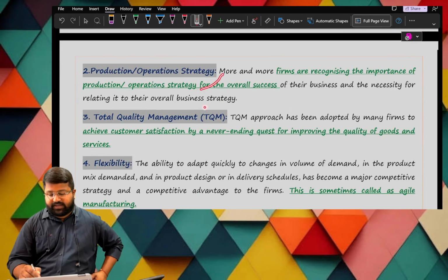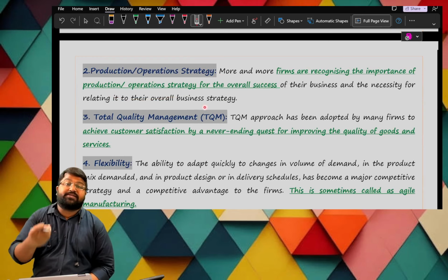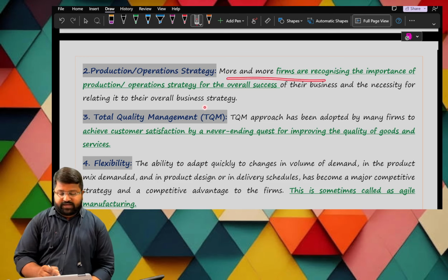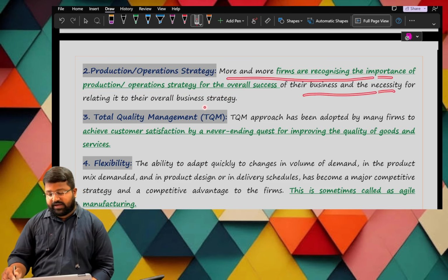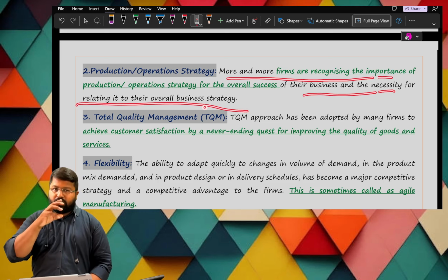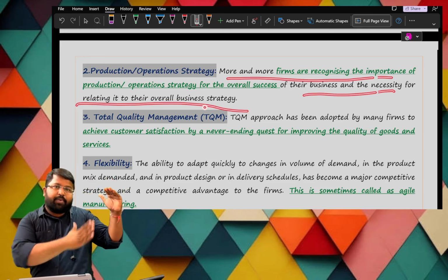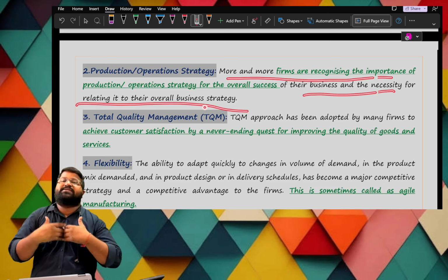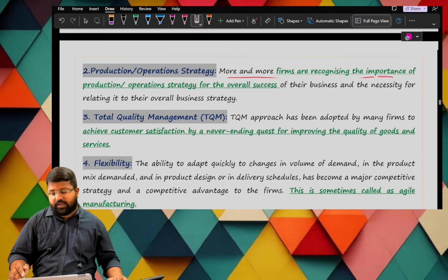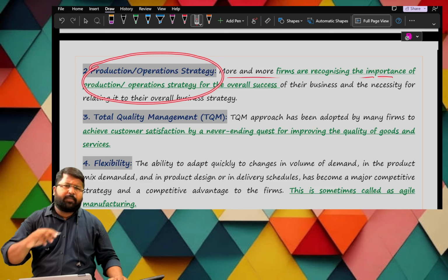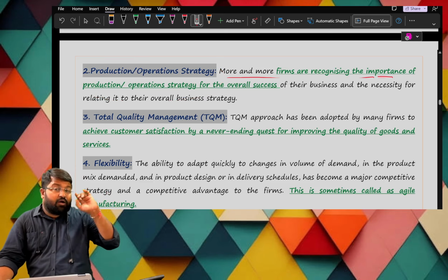Next, production or operation strategy. What strategy are we following for our operations or production? More and more firms are recognizing the importance of production and operation strategy for the overall success of their business, and the necessity of relating it to the business strategy. So our production or operation strategy should be linked to our main strategy so that we go on par. Okay, then only we will be safe. So the first trend is the global marketplace. Next, production or operation strategy: how we are manufacturing or producing the goods should be linked to our main strategy.